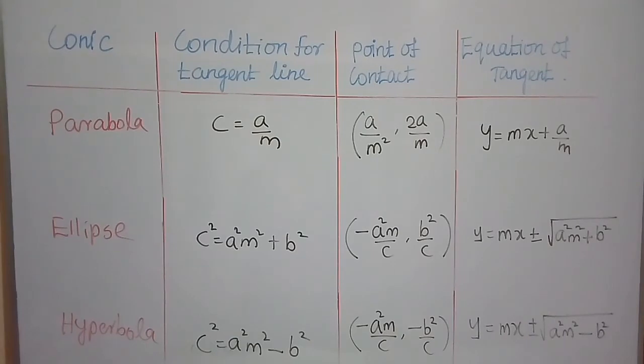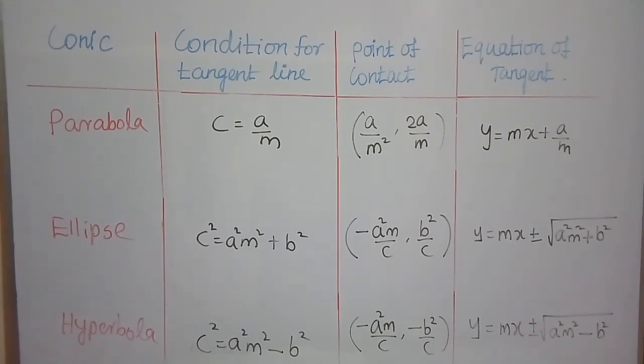Okay, for the conic parabola, the condition for a tangent line is c is equal to a by m and the point of contact is a by m square and 2a by m, and the equation of tangent, as you already know, is y is equal to mx plus c. So in the place of c, we substitute the value of c as a by m.